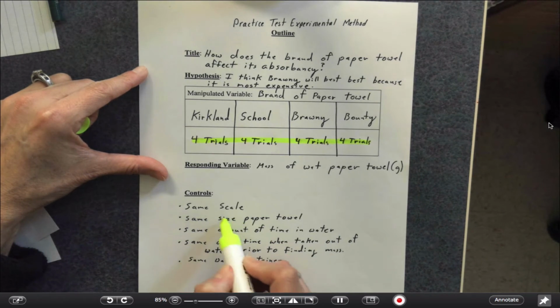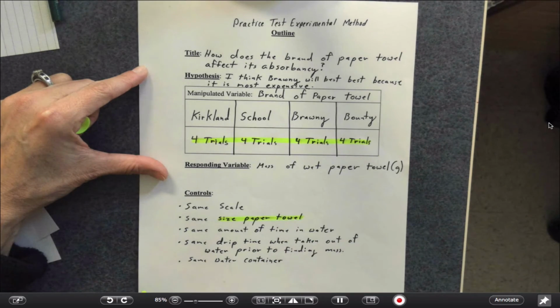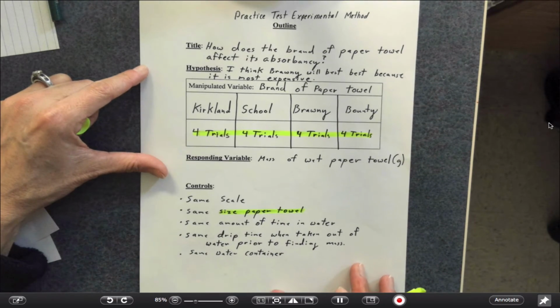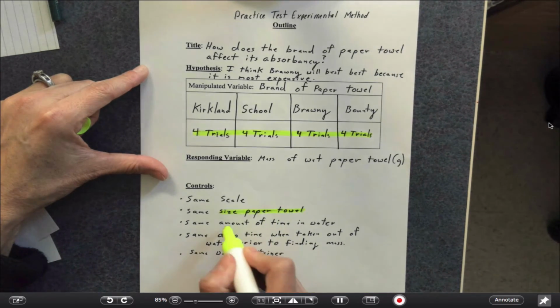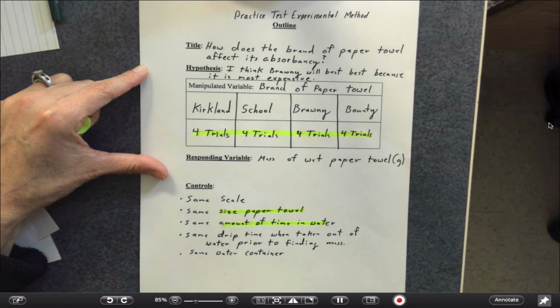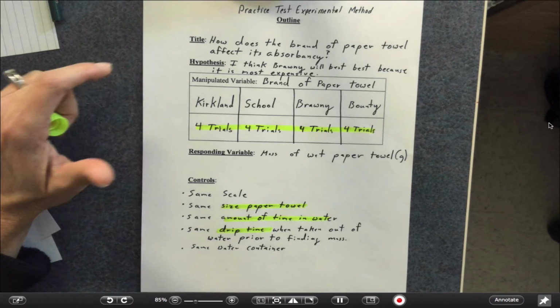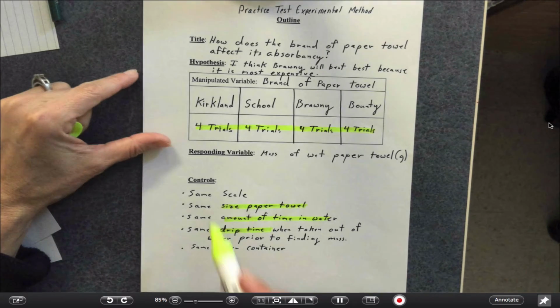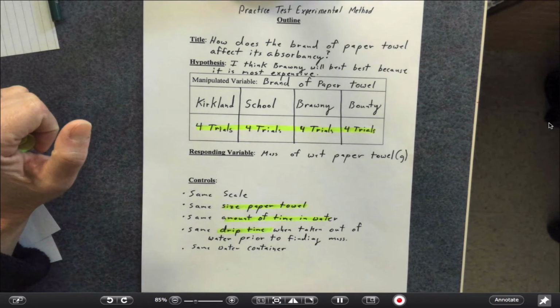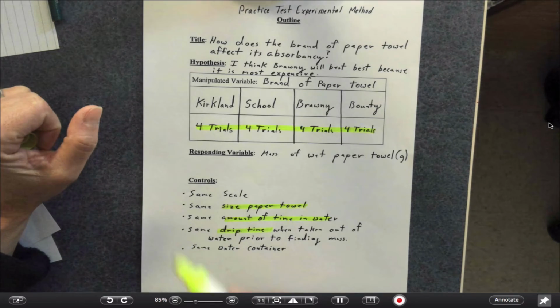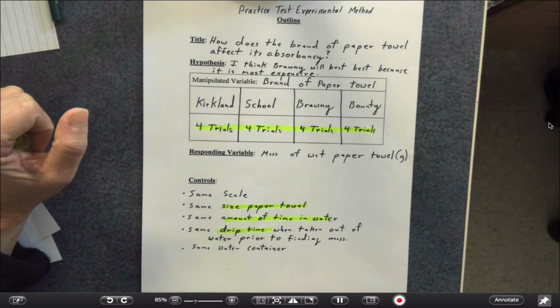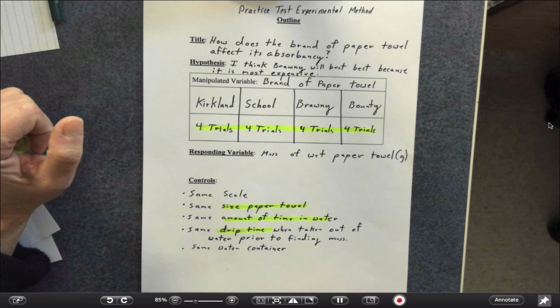You have to decide the size of the paper towel that you're going to use in your experiment. You're going to have to determine the amount of time that your paper towel is sitting in the water. You're going to have to determine the drip time before you put it onto the scale to find its mass. Those are things that you're going to make up. Your controls might not exactly match mine, but you want to have 2 or 3 the same. Again, they could be worded differently.